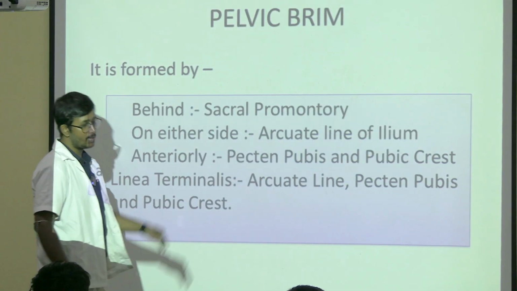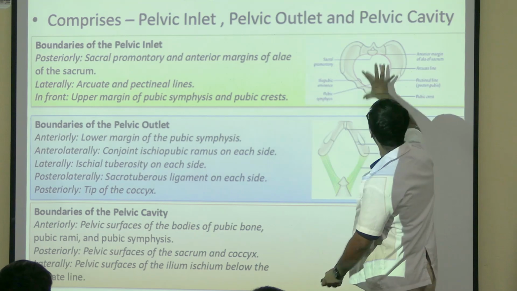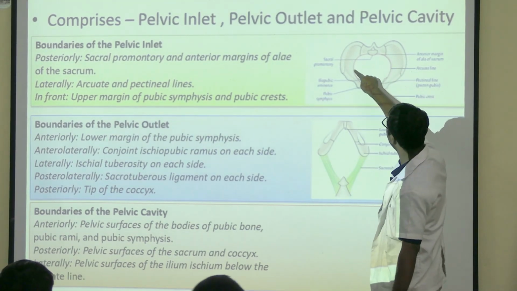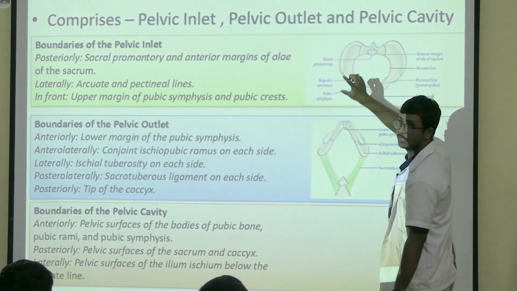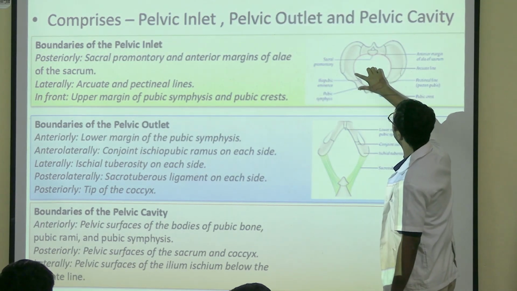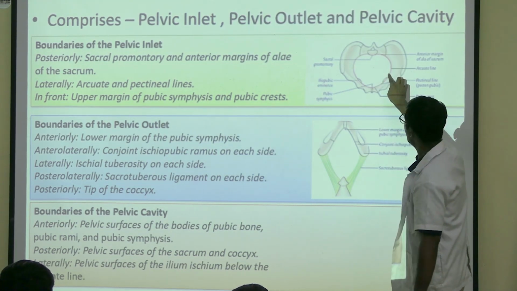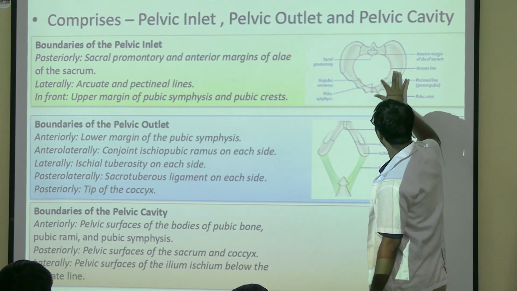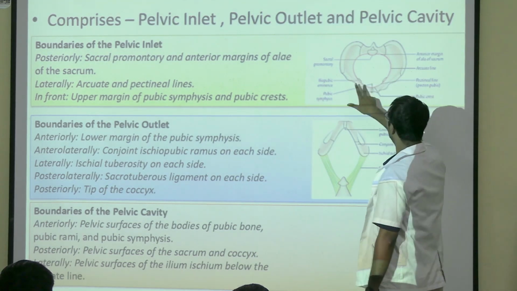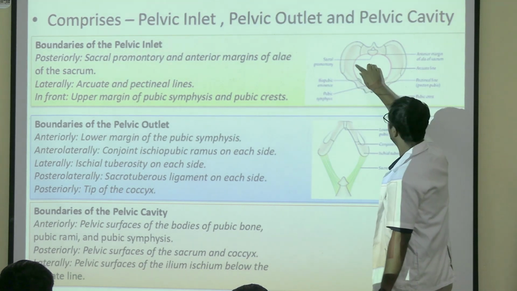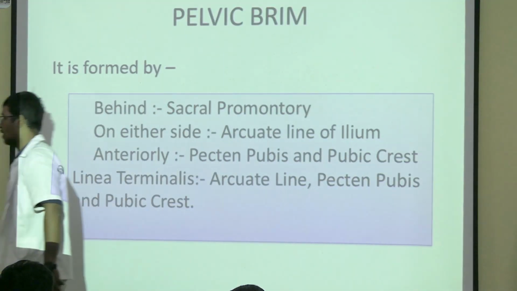Now coming to the pelvic brim. The pelvic brim divides the whole pelvis into your true pelvis and your false pelvis. If you see this picture, the red line determines your pelvic brim. On the posterior side will be your sacral promontory, and on either side will be your arcuate line of the ilium. And anteriorly you will see the pecten pubis, the pubic crest and the pubic symphysis. The arcuate line, pecten pubis and pubic crest together are known as your linea terminalis.